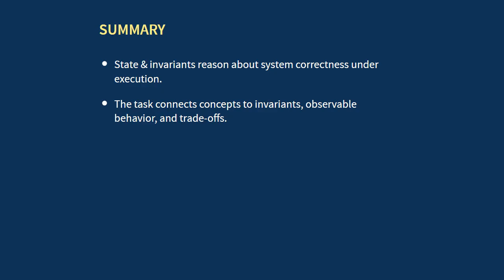In summary, understanding state and invariance is essential for reasoning about system correctness. What's the overall goal as we apply these concepts? To connect concepts to observability, invariance, and defensible trade-offs in design.